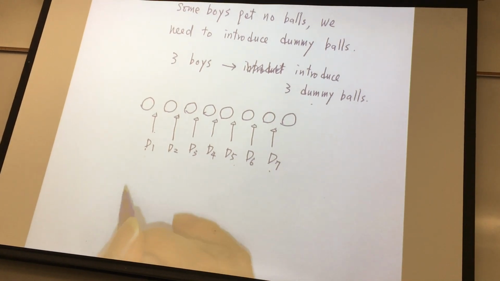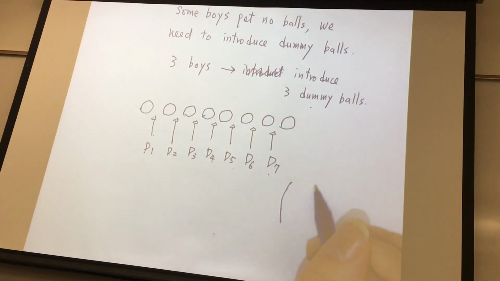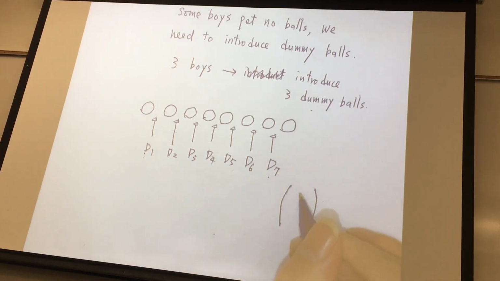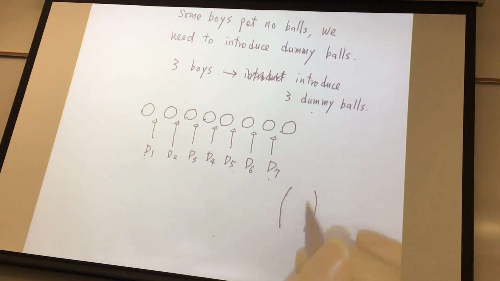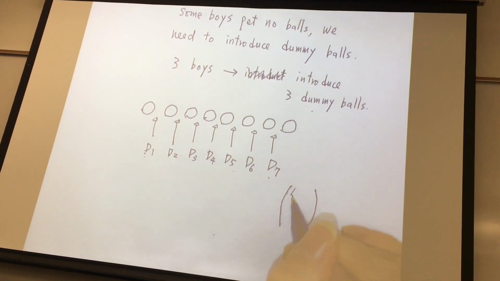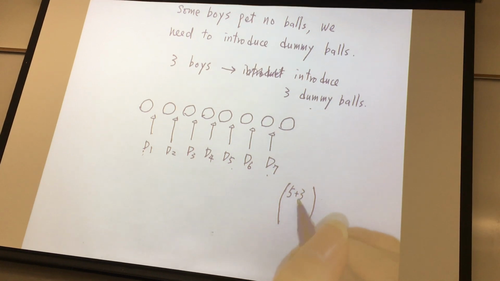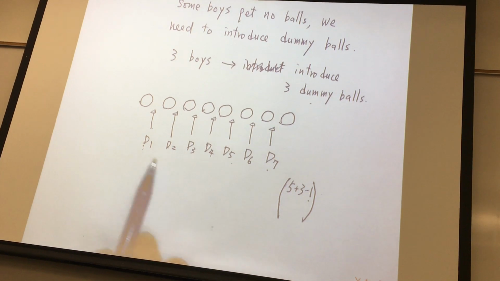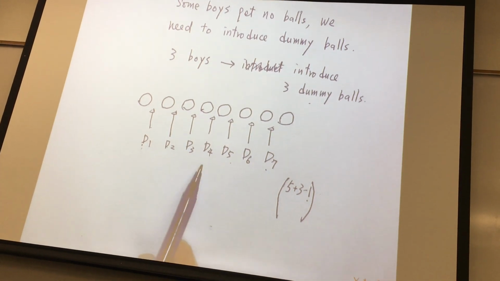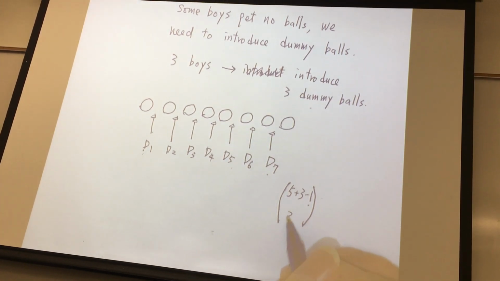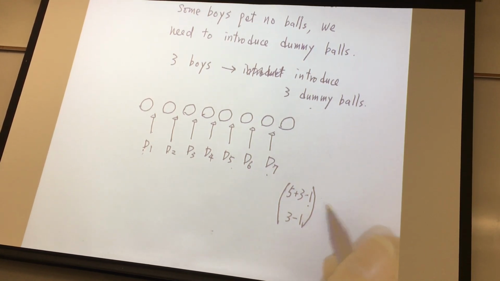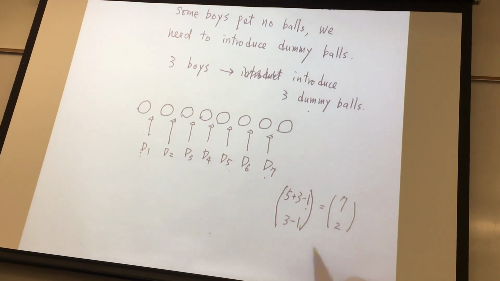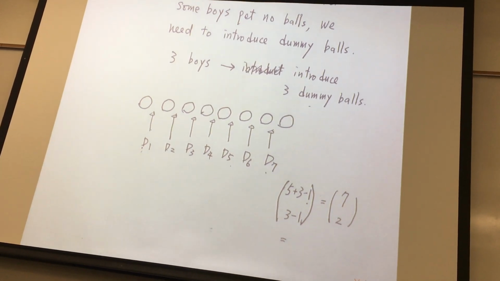Okay? So in this case, from 7 dividers, where's the 7 coming from? It comes from 5 balls plus 3 dummies, subtract 1. That means 7 dividers. Okay? And in order to divide the balls into 3 piles, I need to choose 2 dividers. So now this becomes 7 choose what? 2.